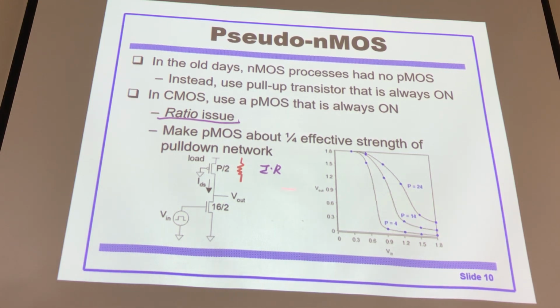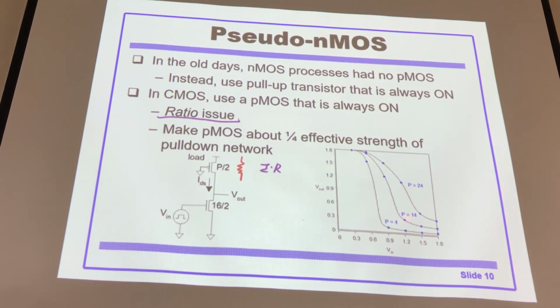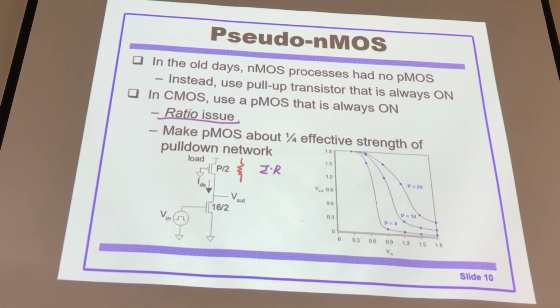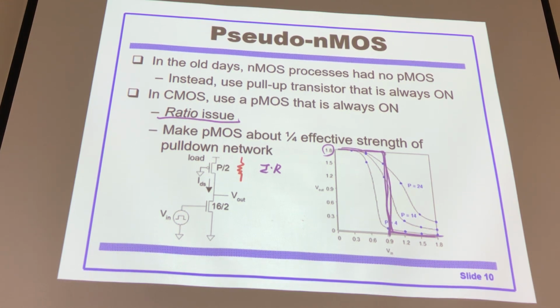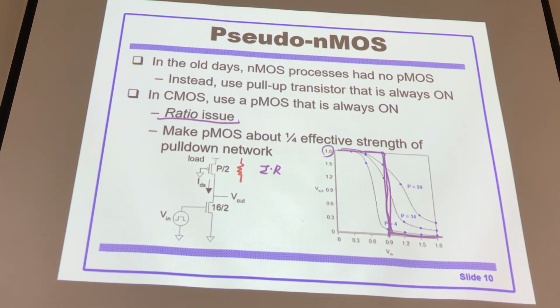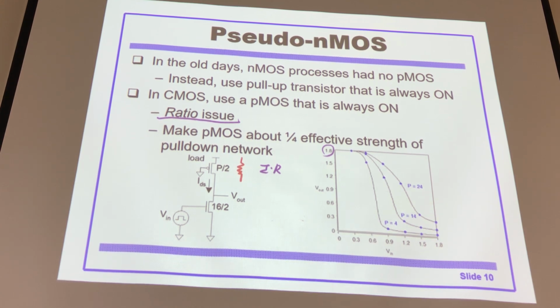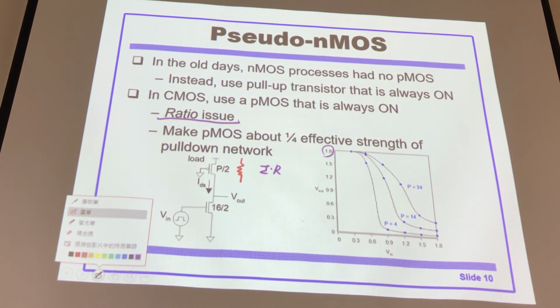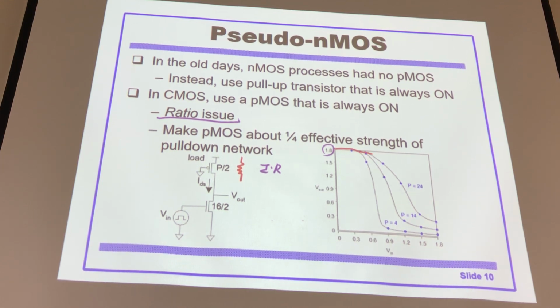And how about P? For the PMOS transistor, from here we have 4, 14, 24, different curves. Ideally, if 1.8 is the full voltage, it should be like this. This is the ideal waveform we like. However, it cannot be ideal, so we try to have some waveform that's close to the ideal waveform.